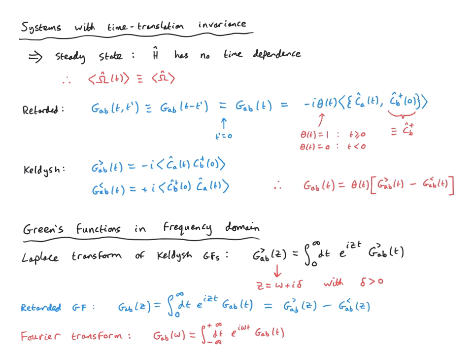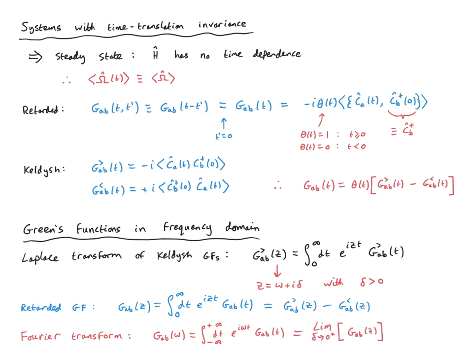However, the definition of the Green's function in the time domain, GAB of t, as defined in this equation, has in its definition this theta function, theta of t. So when we insert that into this expression, it will of course kill half of this integral, and we'll end up only with the integral dt from 0 to plus infinity.